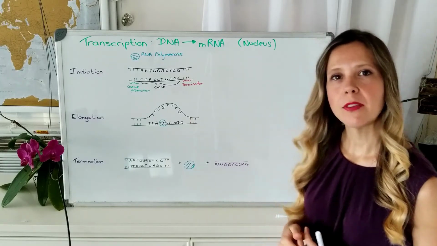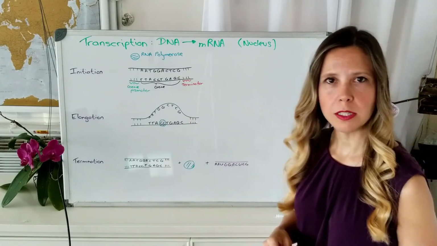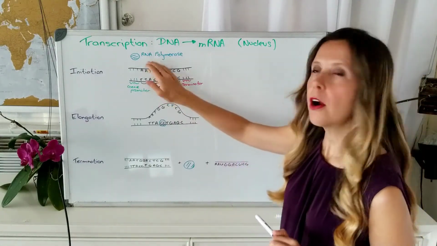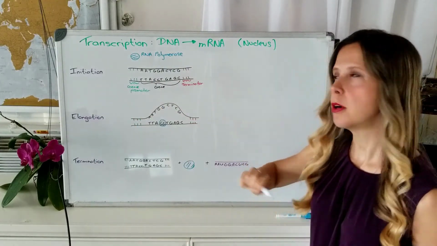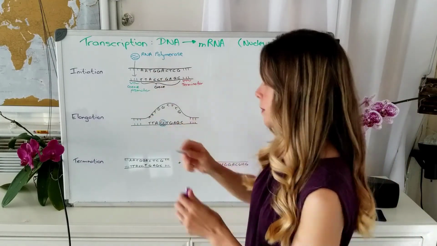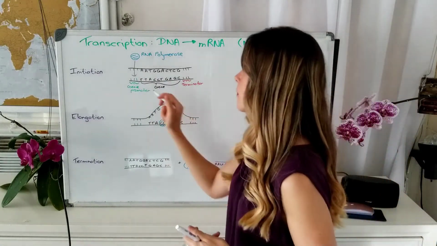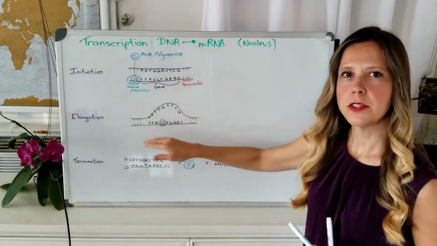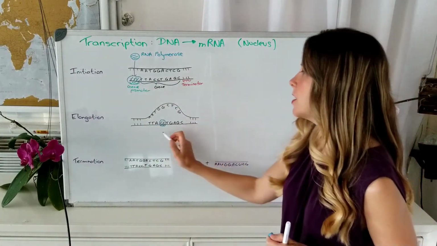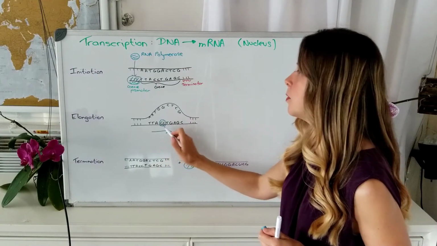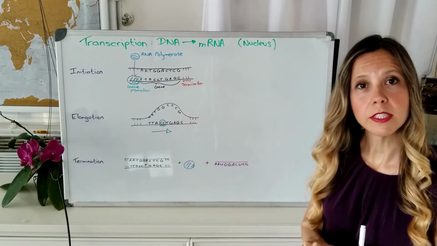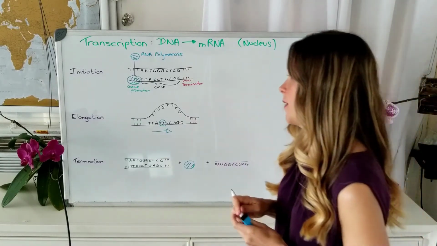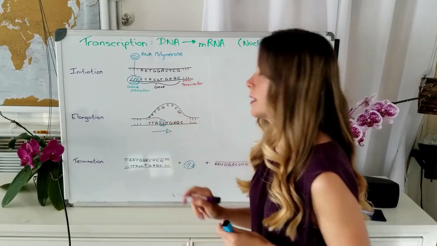So during transcription, we have a special enzyme involved, and this enzyme is known as RNA polymerase. And during initiation, the first thing that happens is that RNA polymerase finds the gene promoter and it binds to it. Then we move into elongation. During elongation, the RNA polymerase is going to move along that template strand of DNA. And as it does that, it's going to be producing our messenger RNA, adding one nucleotide at a time.